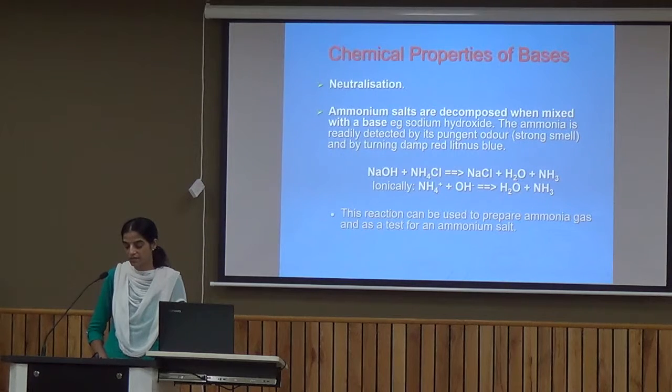How can we identify this? By litmus paper, which will turn from red to blue. This helps us to identify its basic nature. In the reaction shown here, ammonia gas is formed, and this ammonia gas is basic in nature, which can be detected by litmus paper turning from red to blue. This reaction is actually used to prepare ammonia gas as a test for ammonium salt. We are discussing ammonium salt in detail here specifically because ammonium hydroxide is an important base.